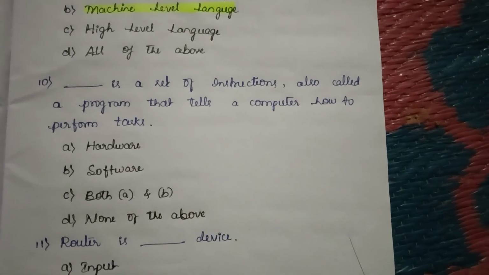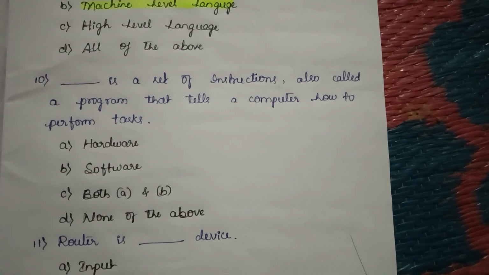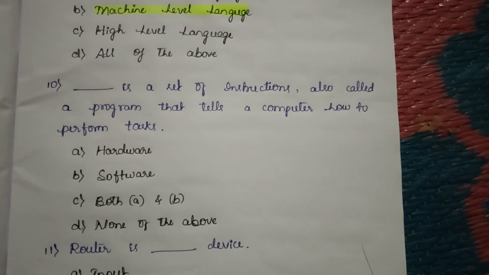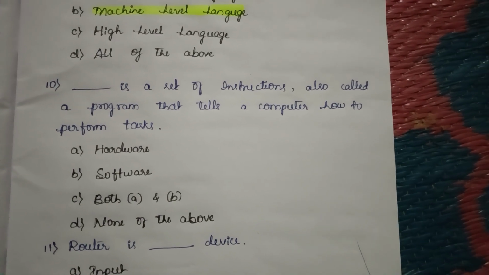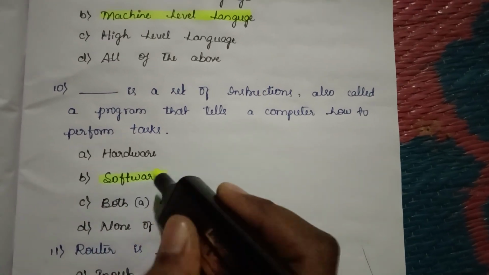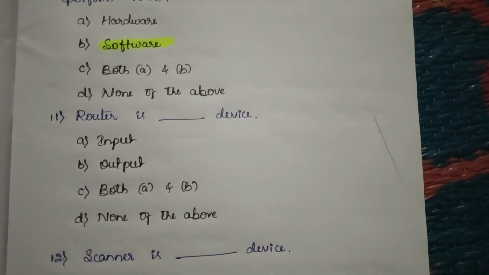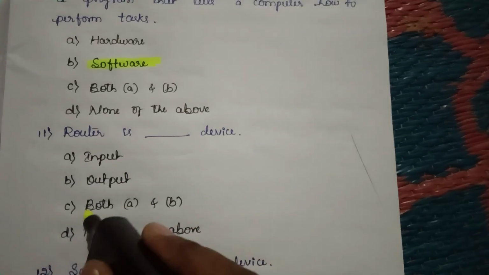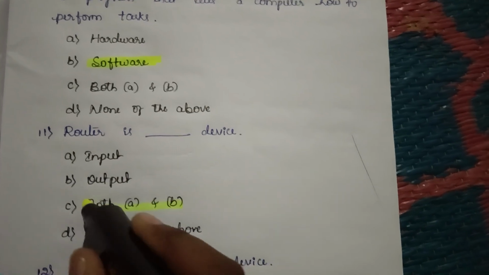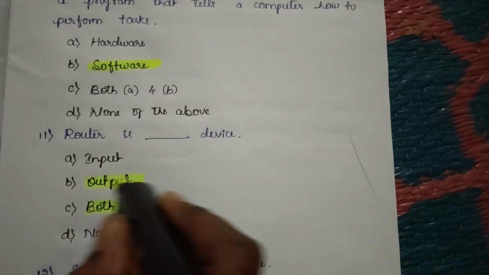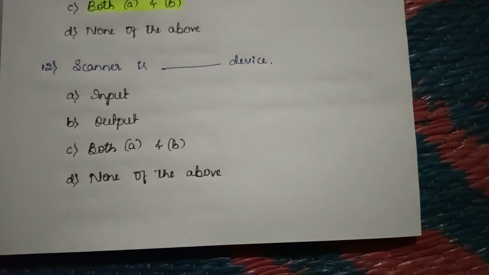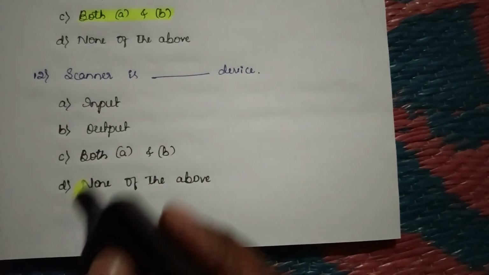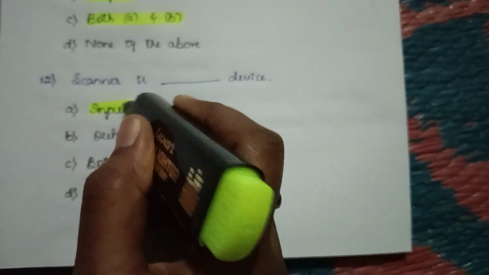Next question. Dash is a set of instructions, also called a program, that tells a computer how to perform tasks. It is software. Next question. Router is a dash device. Router is an input and output device. Next question. Scanner is a dash device. Scanner is an input device.